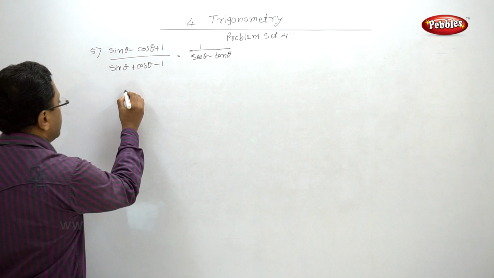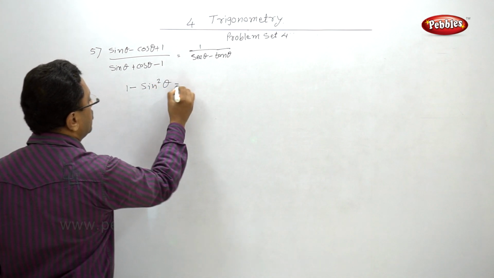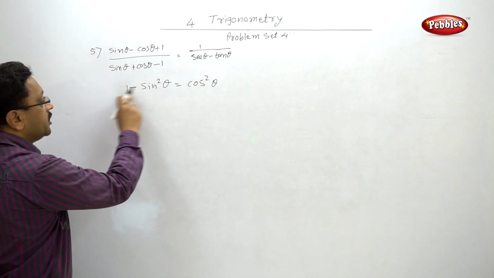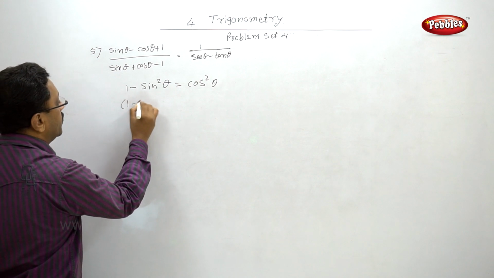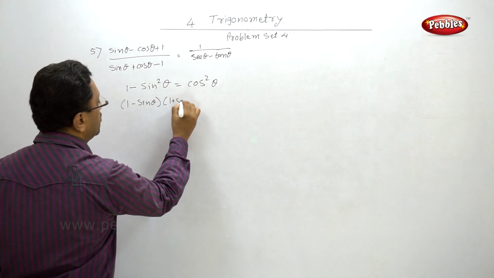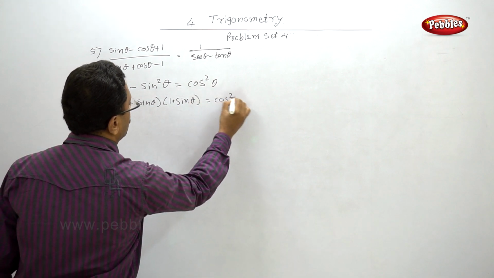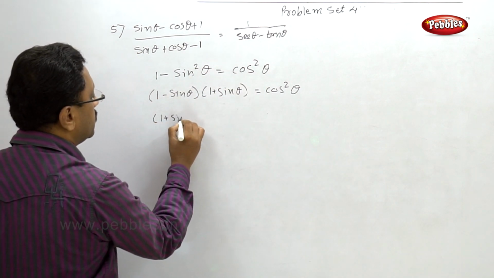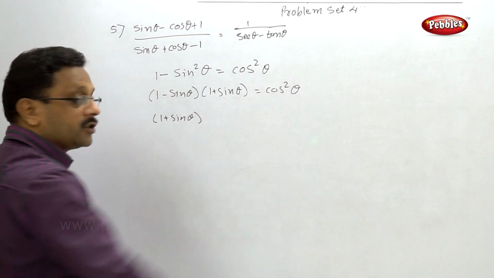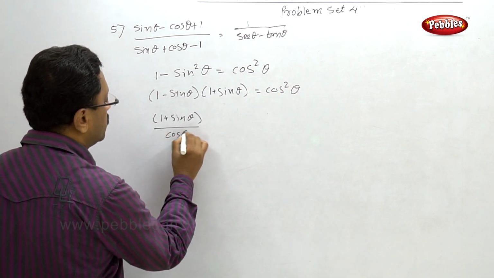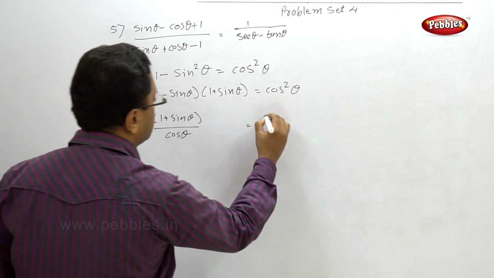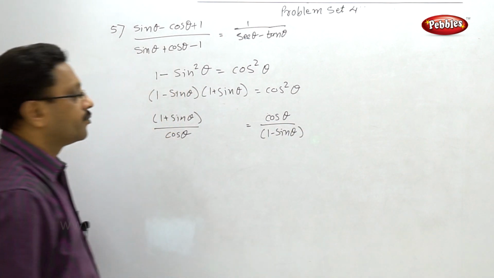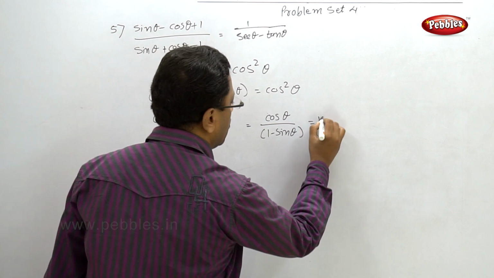Now we know from the identity that 1 minus sin square theta is equal to cos square theta. Now this is a square minus b square. So we have 1 minus sin theta into 1 plus sin theta is equal to cos square theta. So now I will just rearrange the terms. So 1 plus sin theta upon cos theta, out of cos into cos I will take one cos here, and equal to, I will take 1 minus sin theta there, cos theta upon 1 minus sin theta. Say this is equal to k.